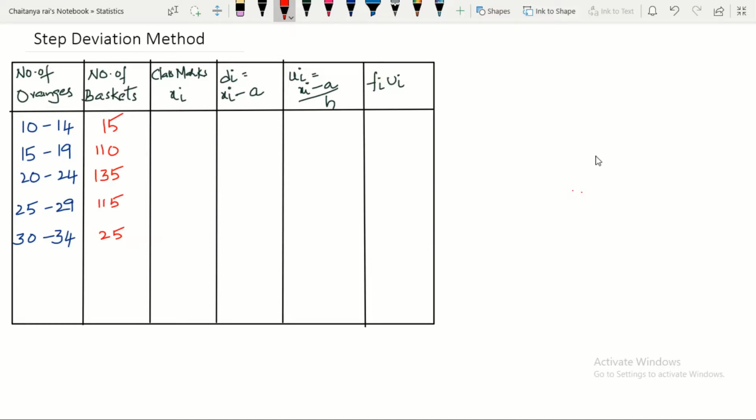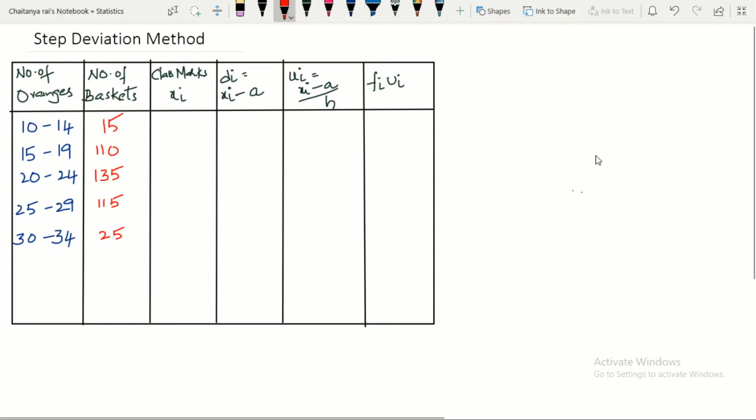So we have the frequency here. If you observe, the frequencies are 3-digit numbers. That means they are very large numbers. So in order to solve this type of large-numbered frequencies, we have to employ some other method to get our calculations done very easily. Just like the previous problems, first we will write the class marks.